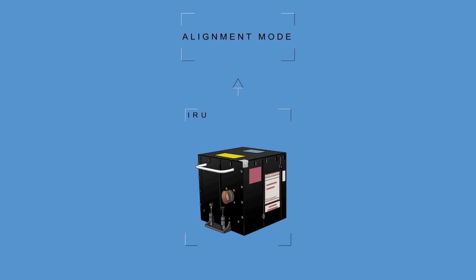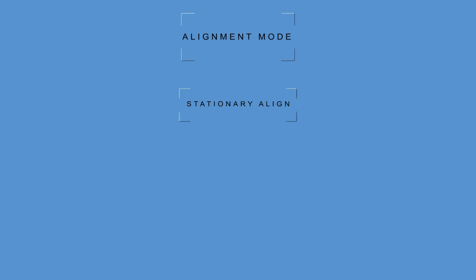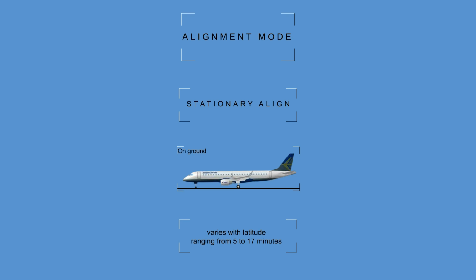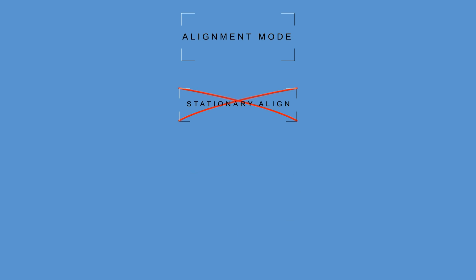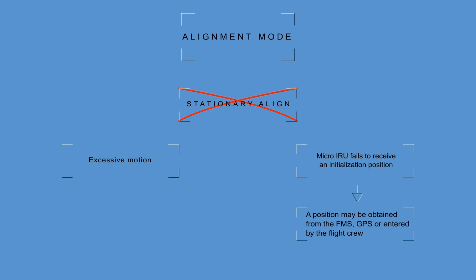The 2 possible modes are Stationary Align. The stationary alignment mode is the primary method of alignment. This mode is selected when the aircraft is on the ground and not moving. The time required to complete a stationary alignment varies with latitude, ranging from 5 to 17 minutes. The alignment may fail if the Micro IRU senses excessive motion during the initialization sequence, or if the Micro IRU fails to receive an initialization position. A position may be obtained from the FMS, GPS, or entered by the flight crew.